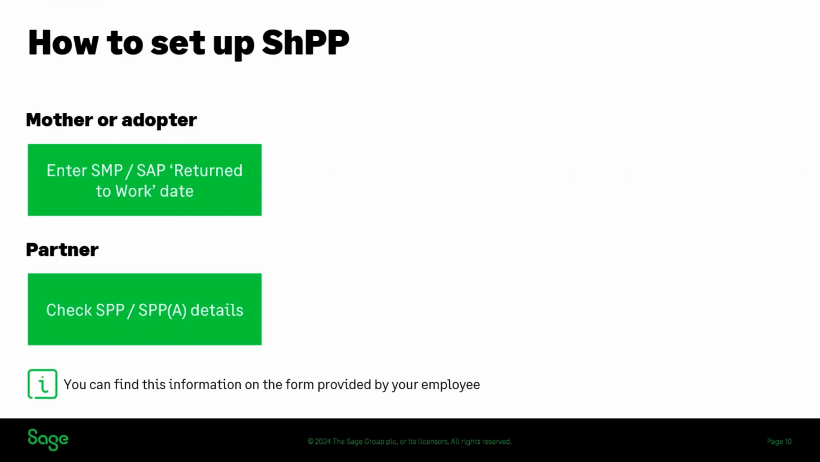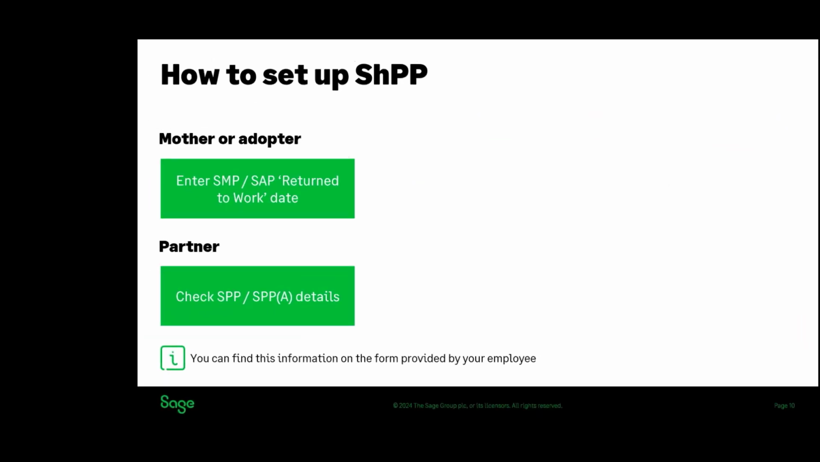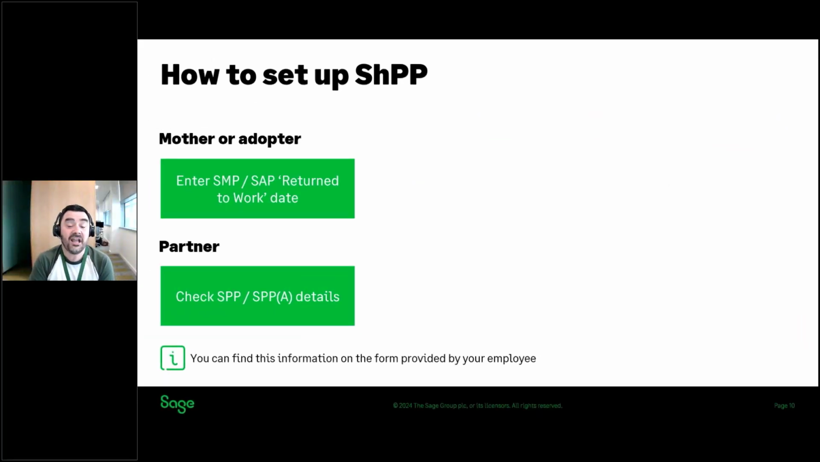Let's just recap those steps for you. So first thing we did is we checked the original statutory payment details. So for the mother or main adopter, it's making sure that the return to work date has been entered. So that's the day they would have returned to work if they weren't taking any shared leave. You also need to make sure that the date of birth is entered, so the born on date. And for the partner, make sure that statutory paternity pay or paternity pay adoption details have been entered.